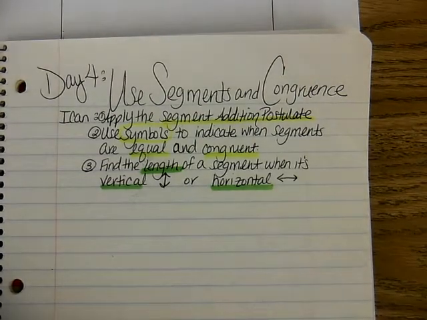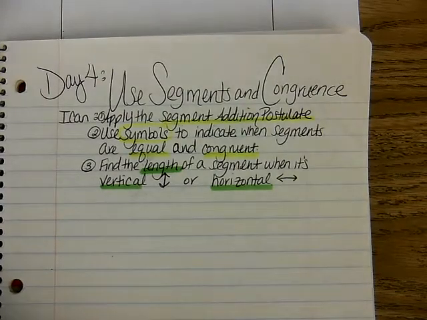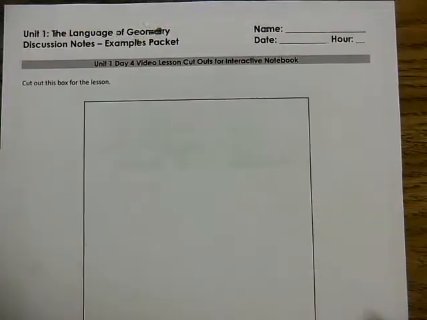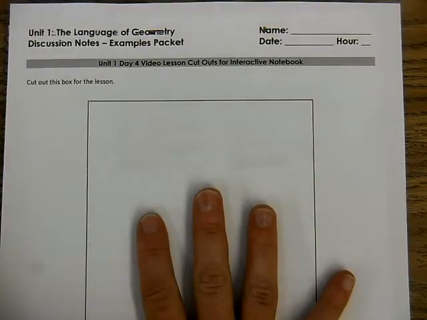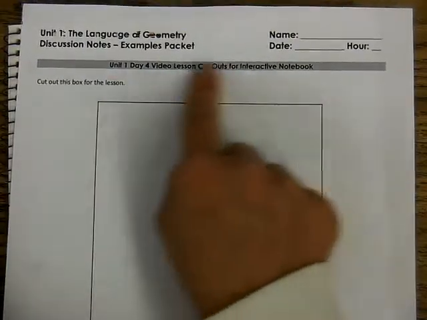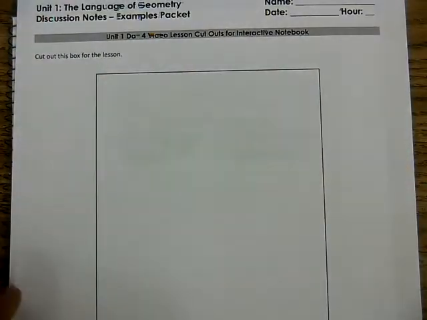All right, before we get started, it's important that you have all of the materials that you need for today. The first thing you need to do is print out the Unit 1, Day 4 video lesson cutouts for the interactive notebook. Once you have printed this out, I would like you simply to cut out this box. That is all you need to do.